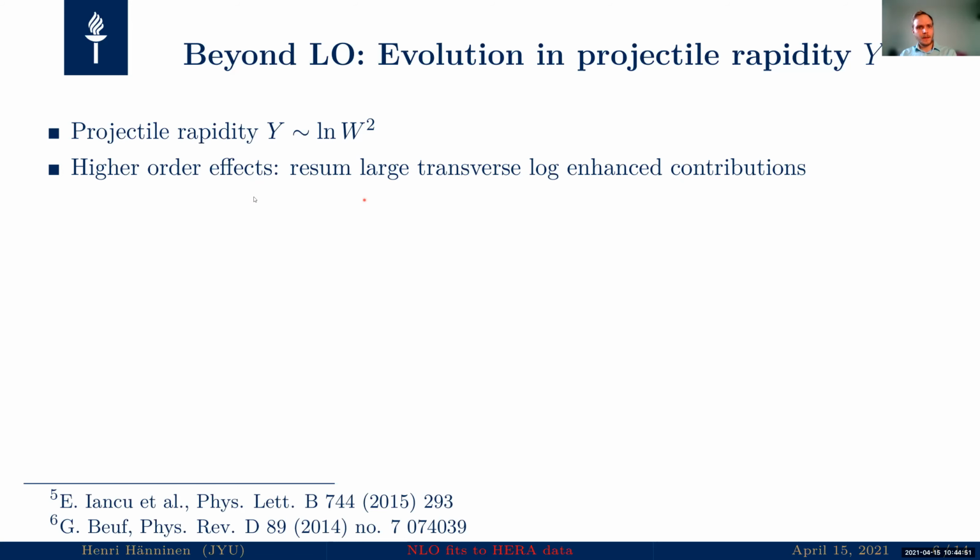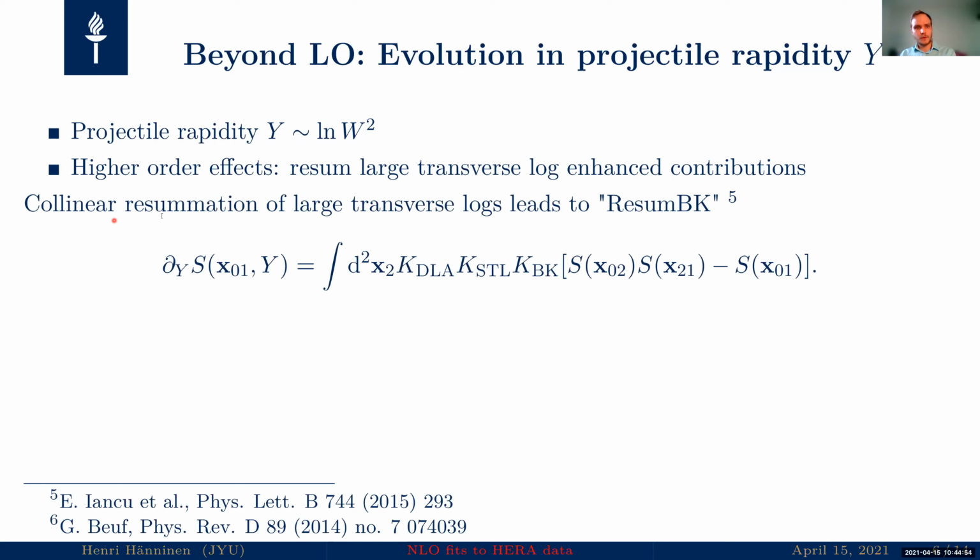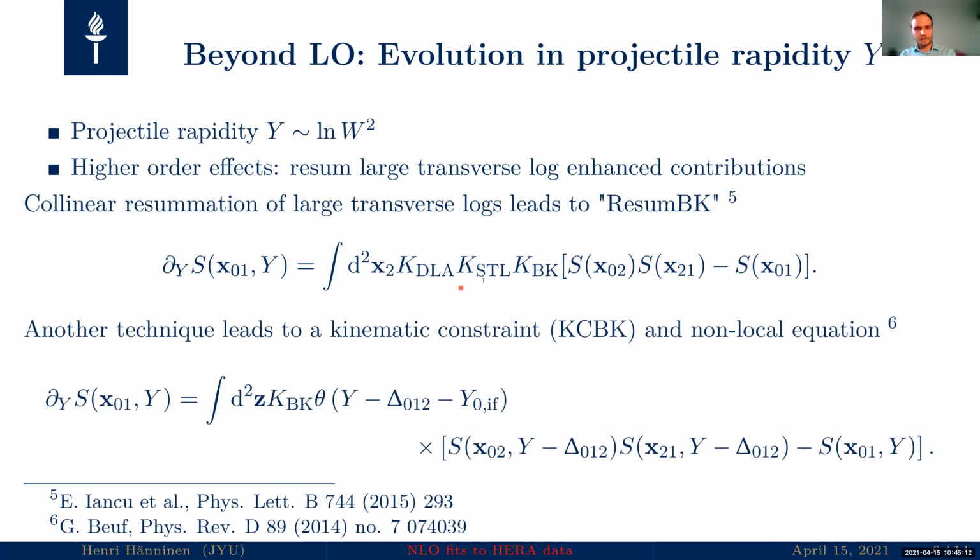And these are resummed. So one approach that has been used is this collinear resummation of these logs, for which the result we call the resummed BK, and it's a modified BK looking like this, where the resummation produces these kernel modifications in the equation. Then a second approach produces this kinematical constraint, this is now non-local in the evolution rapidity. The non-locality is manifested as these shifts here. Both of these resum these essential large logarithms.